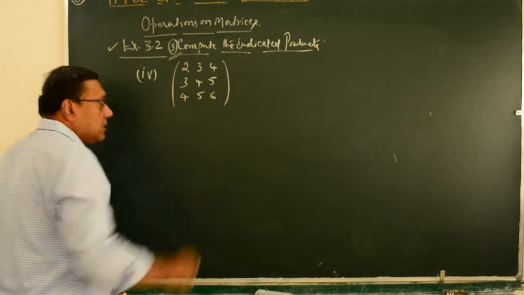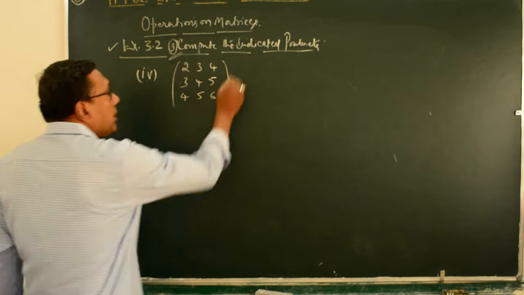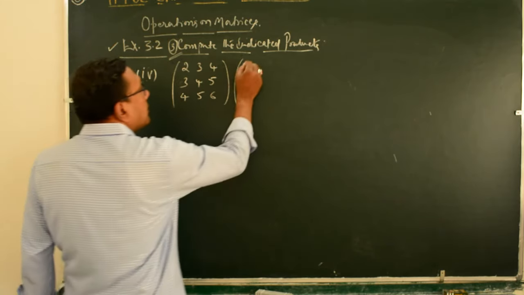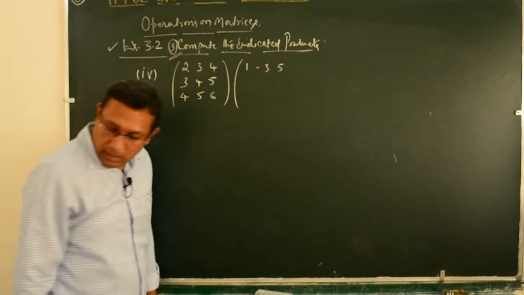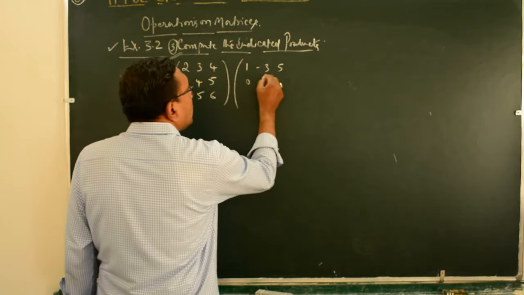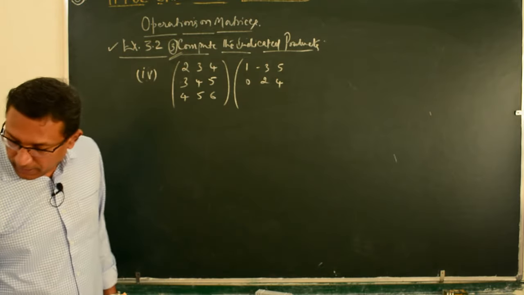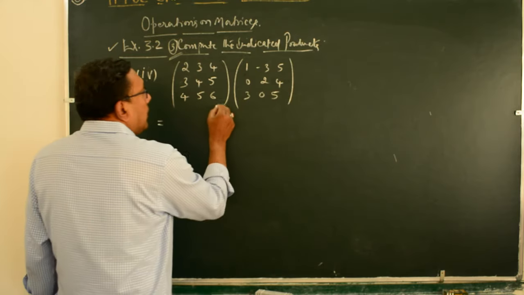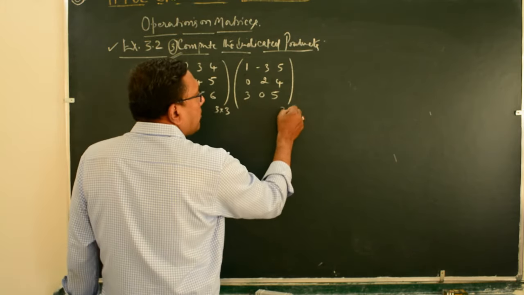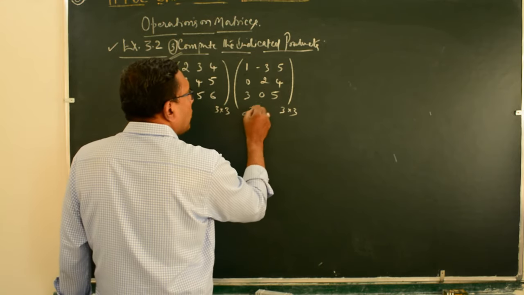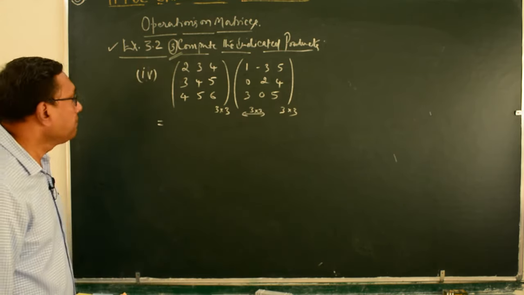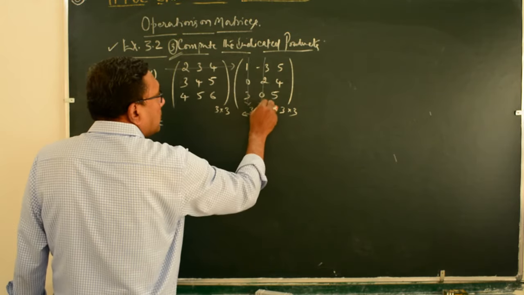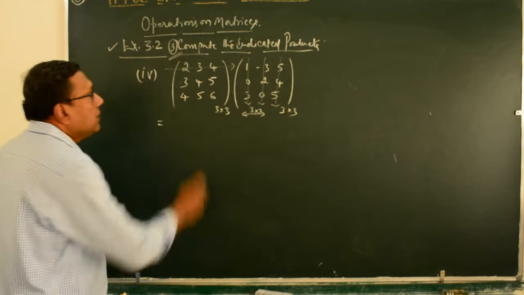This is a matrix of order 3 by 3 that should be multiplied with another matrix of order 3 by 3, 1 minus 3 5, and it is 0 2 4, and 3 0 5. It is 3 by 3 and it is also 3 by 3, and the resultant matrix will also be 3 by 3. Right? Let's do the same method. First row into first column, second column and third column. We'll see what is the resultant.